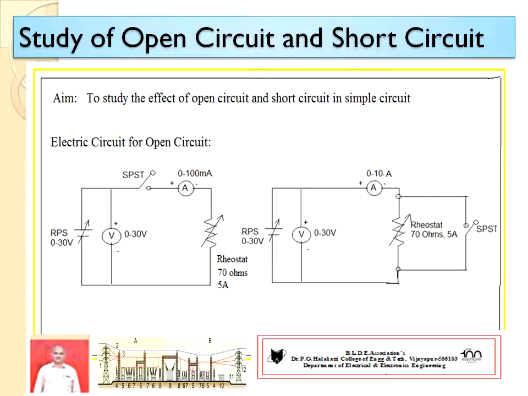Hence, at short circuit condition, maximum current flows in the electric circuit and the applied voltage reaches towards the 0 point. These two effects are very dangerous in an electrical power system. These two are referred to as the main faults in an electrical circuit.